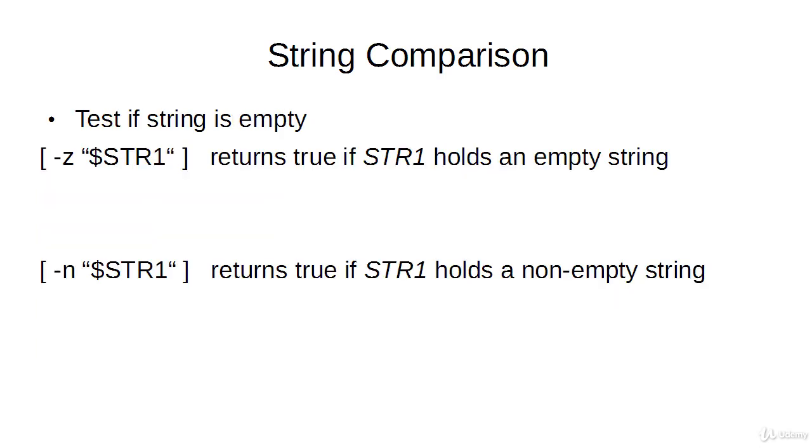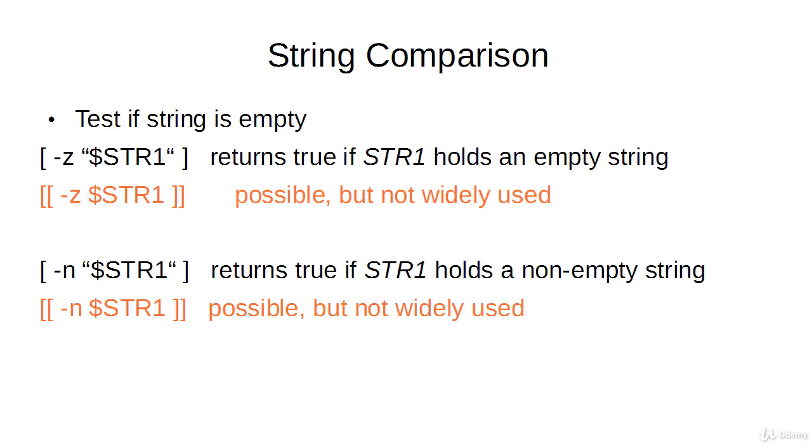We can also test if a string is empty by using the -z or -n operand. When using -z, true is returned if the string is empty. When we use -n, true is returned in case the string is non-empty. And of course, as with comparing two strings, we can use double square brackets instead of single. In such a case, we don't need to have double quotation marks around variables. It is again up to you what you prefer. Mostly, a single square bracket with double quotation marks around the variable is used.